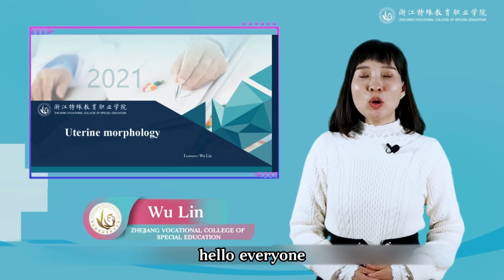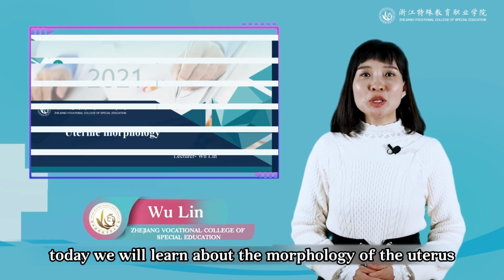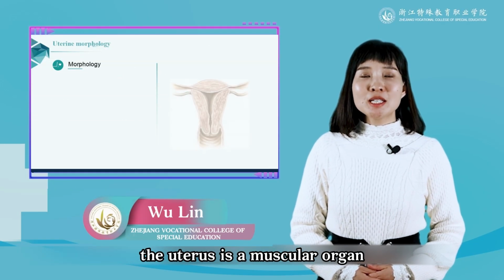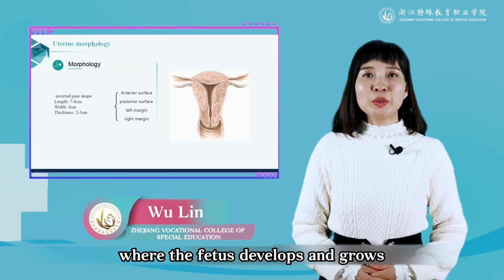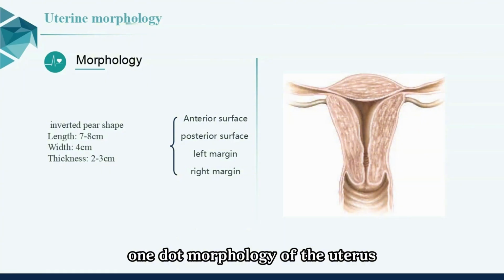Hello, everyone. Today we will learn about the morphology of the uterus. The uterus is a muscular organ with a thick wall and small cavity, where the fetus develops and grows. 1. Morphology of the uterus.